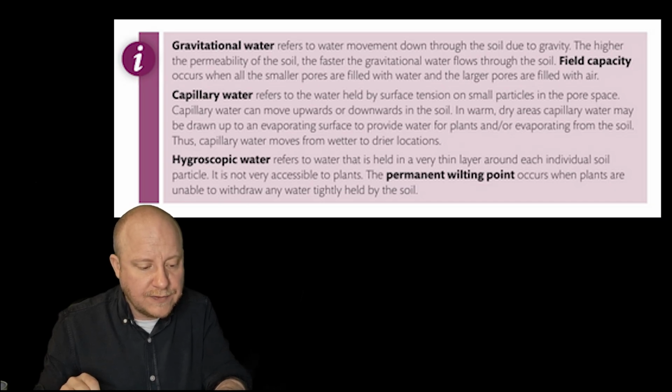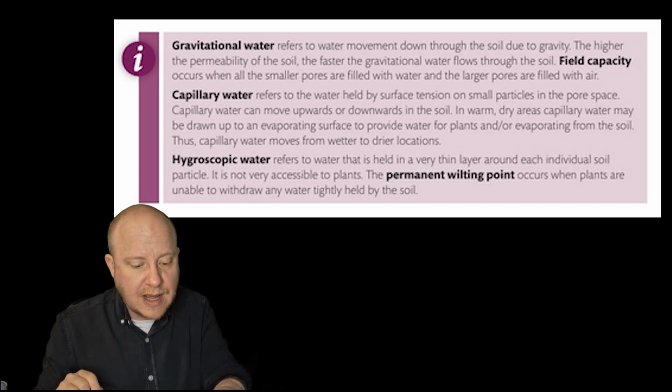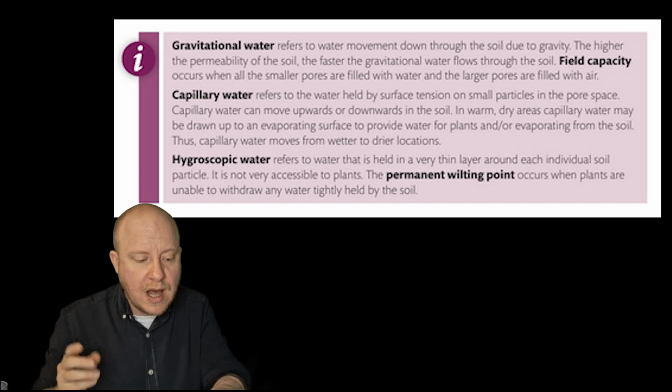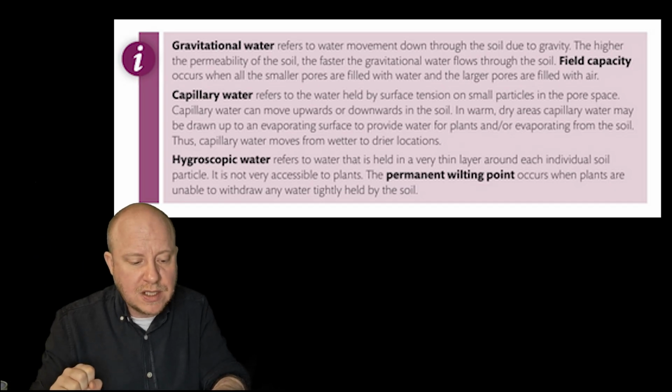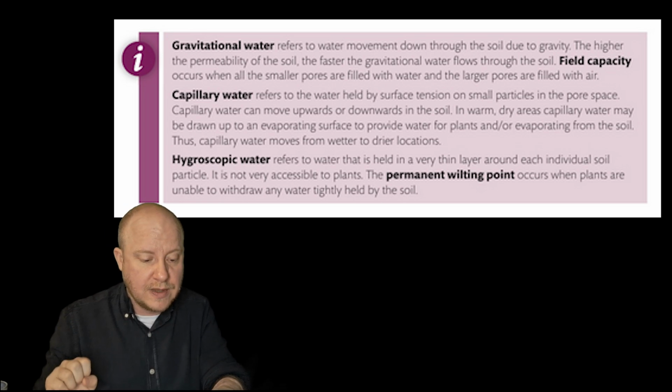Capillary water refers to water held by surface tension on small particles in the pore space. Capillary water can move upwards or downwards in the soil. In warm, dry areas, capillary water may be drawn up to an evaporating surface to provide water for plants and or evaporating from the soil. This capillary water moves from wetter to drier locations.